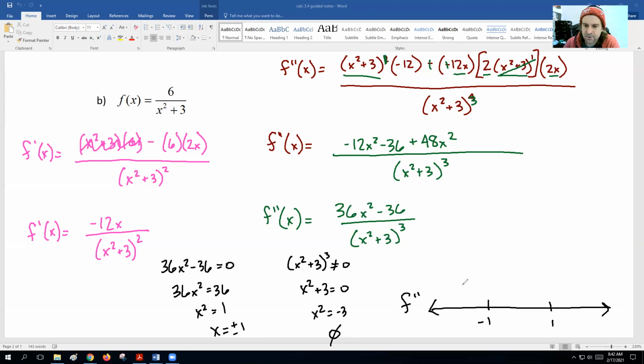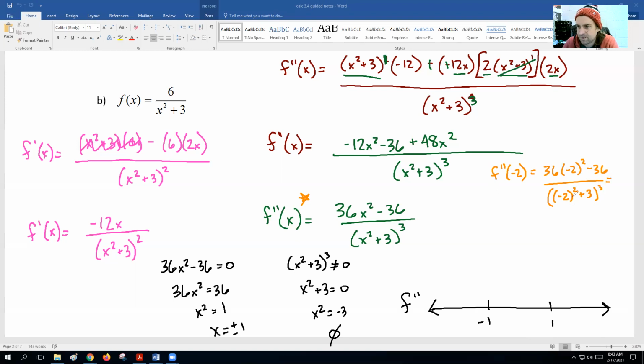Okay, next what we need to do here is to figure out the concavity. So we're going to take different intervals and plug numbers in. Let's pick a number less than negative 1. Negative 2 sounds like the easiest to me. We're going to plug it back into the second derivative here. So what's 36 times negative 2 squared minus 36 over negative 2 squared plus 3 cubed?